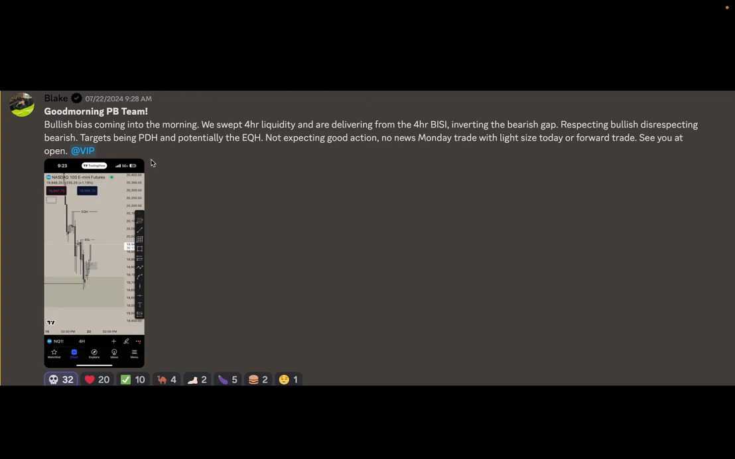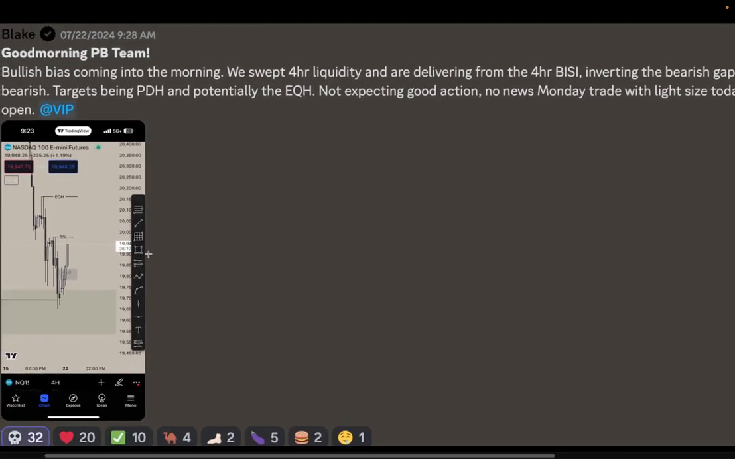So here for today, bullish bias coming in the morning. We swept 4-hour liquidity and we're delivering from this 4-hour BISI, inverting this bearish gap. Respecting bullish, disrespecting bearish, all right? Targets being previous day high, essentially equal highs. Not expecting good action, whatever.